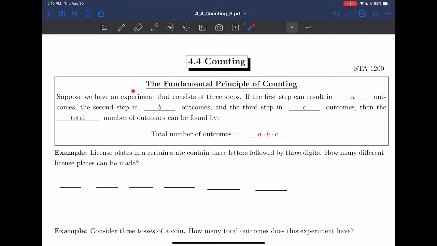So to begin, I want to talk about something called the fundamental principle of counting. Suppose we have an experiment that consists of 3 steps, and our goal is to find the total number of outcomes of our experiment. And let's say we know the total number of outcomes in our first step, second step, and third step, and they are A, B, C respectively. Well, then we can compute the total number of outcomes by multiplying A times B times C. And this is the fundamental principle of counting.